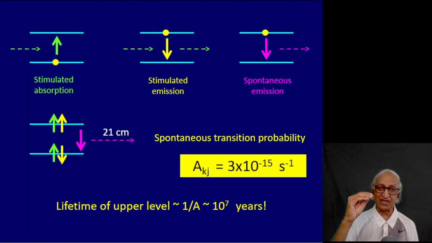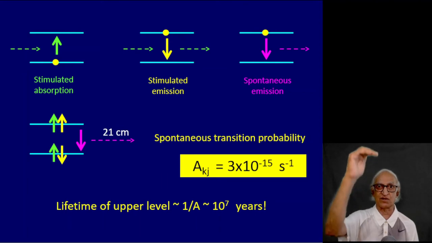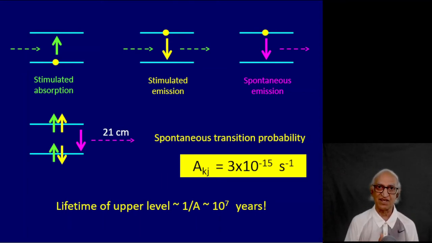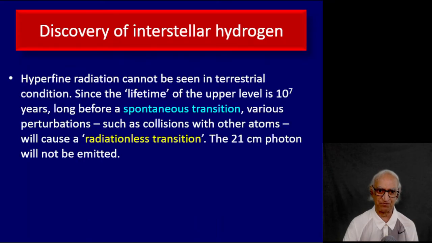Now, if I excite an electron in the hydrogen atom from n equal to 1 to n equal to 2, or n equal to 1 to n equal to 3, or n equal to 4, how long will it stay there before it jumps? It is a nanosecond. So the radiation will occur in a nanosecond. But here, for the radiation to spontaneously occur, you have to wait roughly 10 million years.